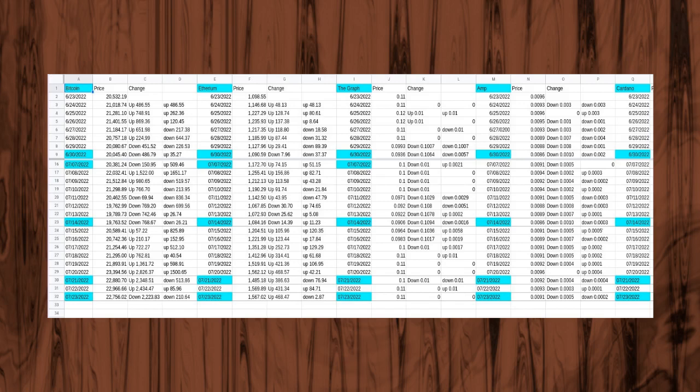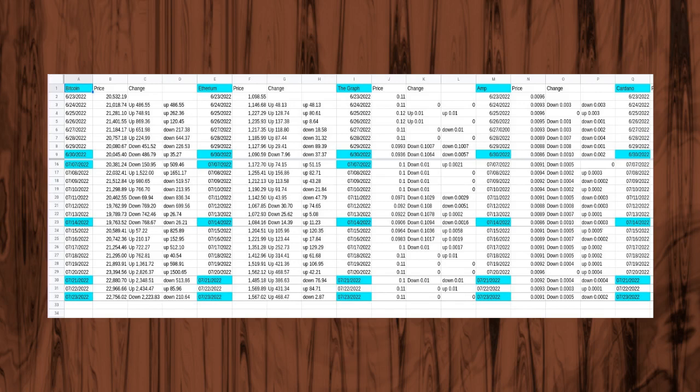Moving on to the July prices, Bitcoin's price was recorded at 20,381.24 on July 7, 2022, down 150.95 from the price set on June 23, 2022, at 20,532.19, but up from July 6, 2022 by 509.46.